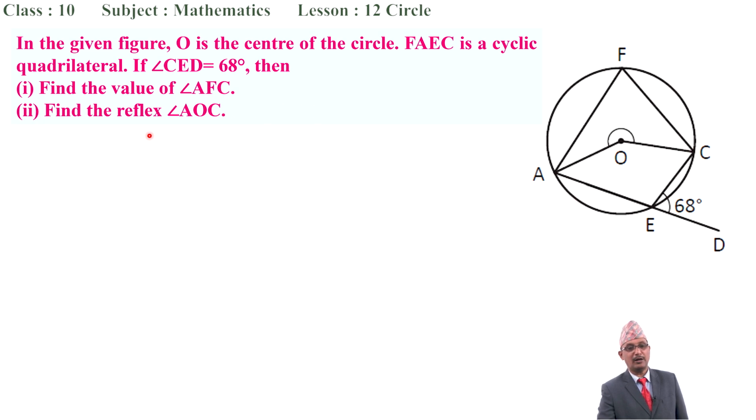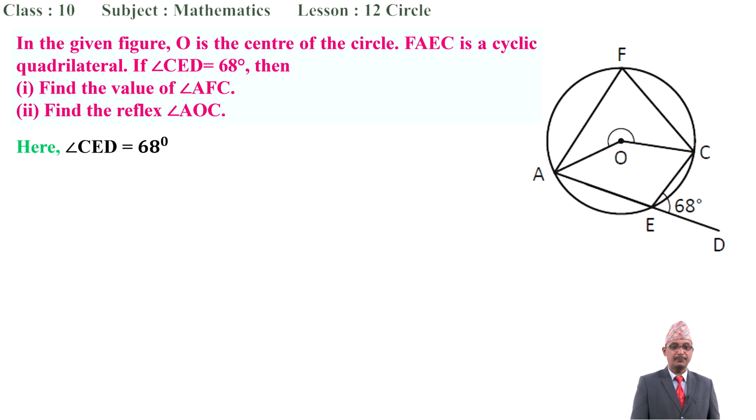Then we have to find the value of reflex angle AOC. This upper one is reflex angle AOC and the lower one is obtuse angle AOC. So we have to find reflex angle AOC, meaning the upper angle. How can we find it? Firstly, we are given the exterior angle, angle CED, 68 degrees. Now how can we find angle AFC and reflex angle AOC? Look here, if I add angle AEC and angle CED, then we get a straight line.